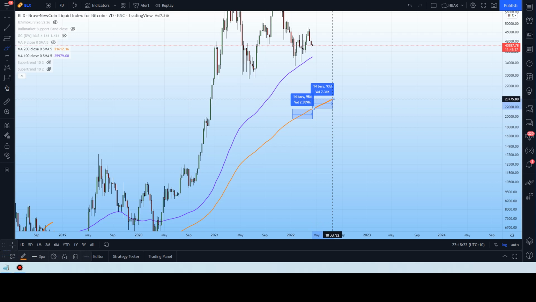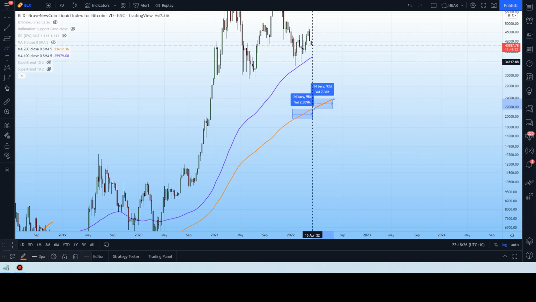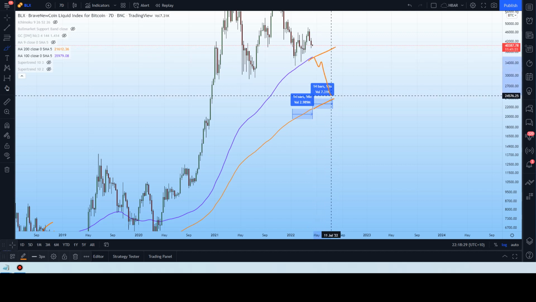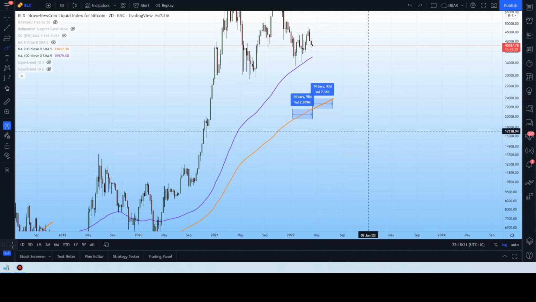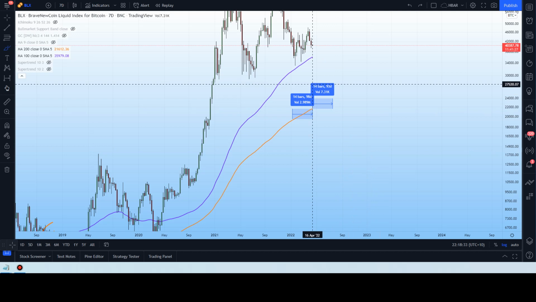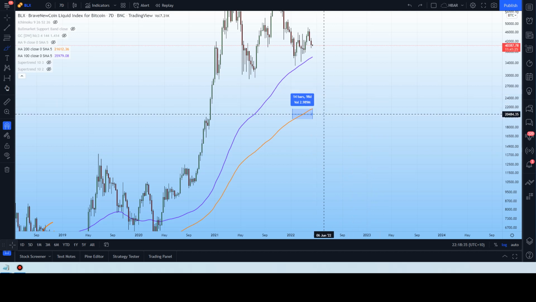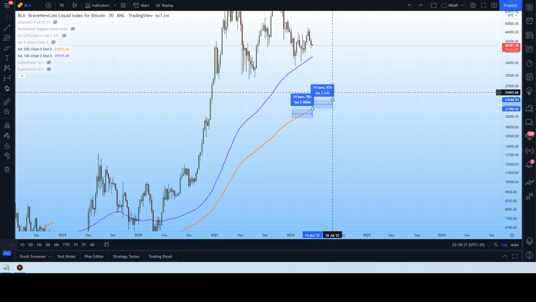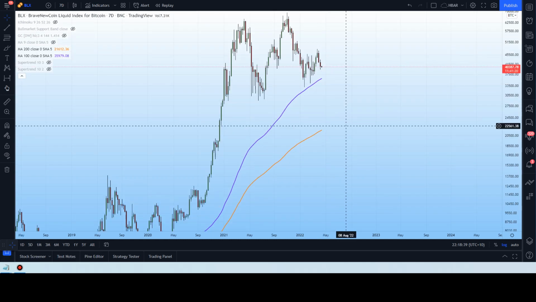So there is 24,000. That is how we come to our $24,000 prediction. If we lose this level here, we can expect a significant drop to 24,000. Of course, this can happen anytime after the 14th of July, moving forward. So that is our first bearish prediction.